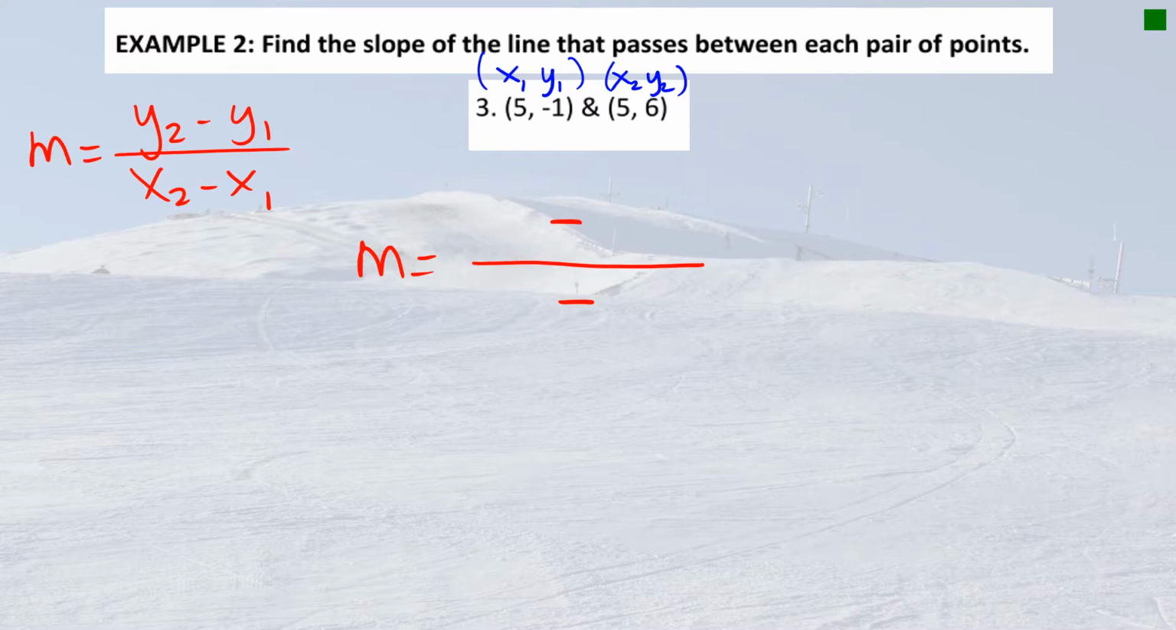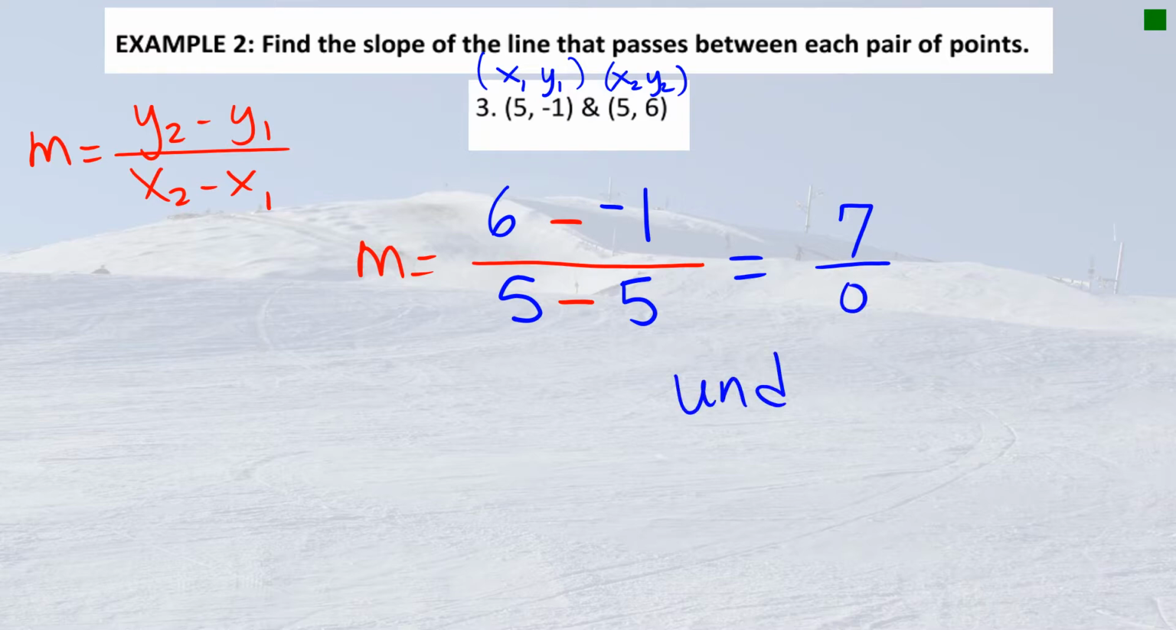Okay? So I need y2. So I come over here and I grab the 6 minus y1, which is negative 1. Now I move to the denominator. x2 is 5 and x1 is also 5. Okay, so now I have 7 over 0. Well, we know we can't do that, so my slope is undefined.